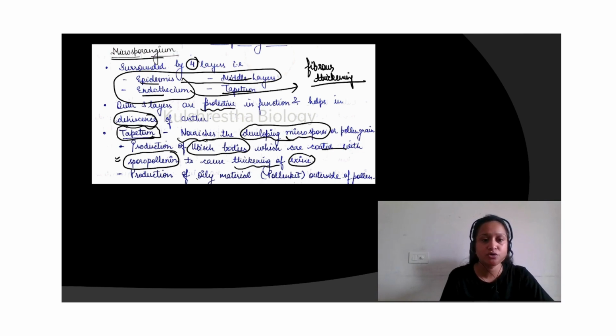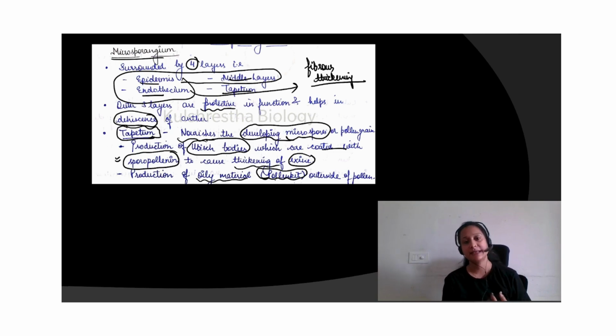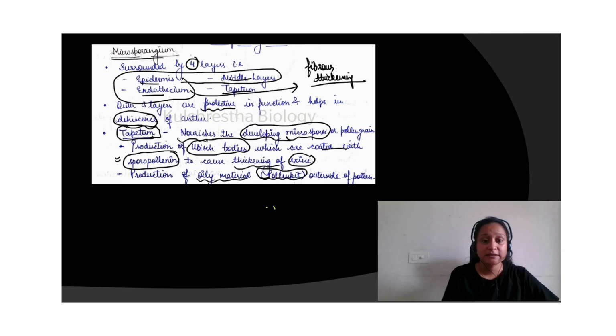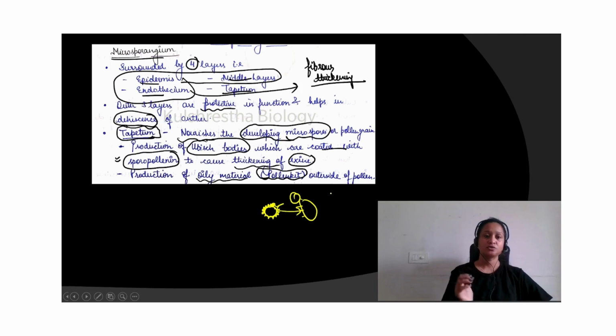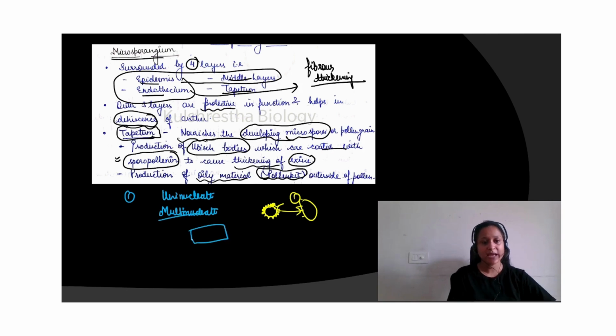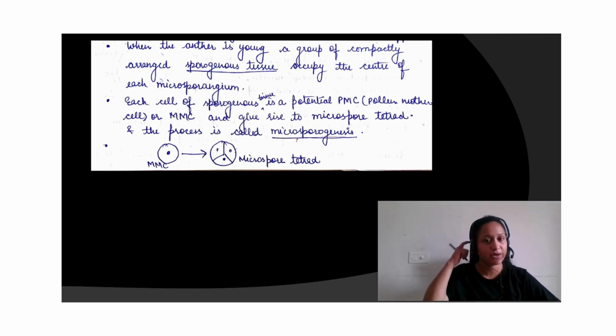And this tapetum layer also produces oily material called pollen kit in entomophilous plants, in which the pollination is by insects. Pollen kit is a sticky material which helps the pollen grain to stick on the insect body. So this pollen kit is produced by the tapetum layer only. So the main function of the tapetum is to provide nourishment to the developing microspore. And the tapetum can be uninucleate, or it can be multinucleate. So in a single cell there can be more than one nucleus. It can be multinucleate, right?